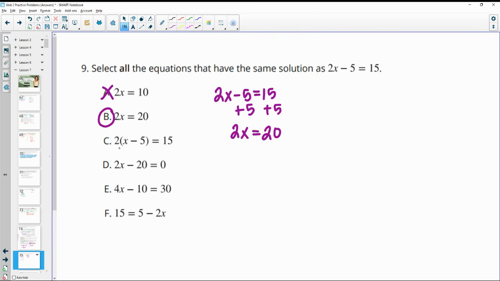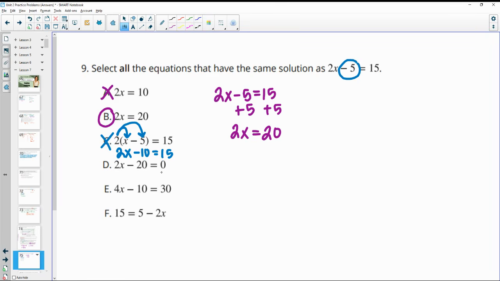In C, it looks like they tried to divide the 2 out. So remember, when we factor the 2 out, if we multiply it back in, it needs to be the same. And when we multiply this in, we get 2x minus 10 equals 15. So that 10 is different. So then C is not equivalent.